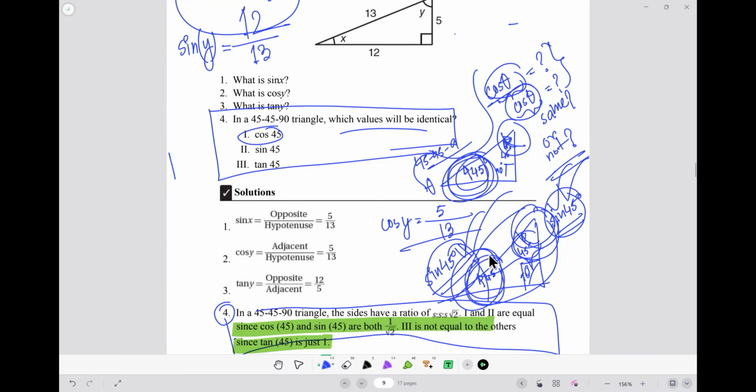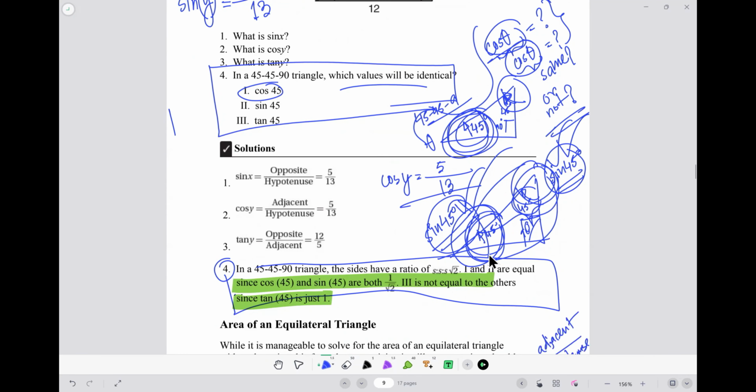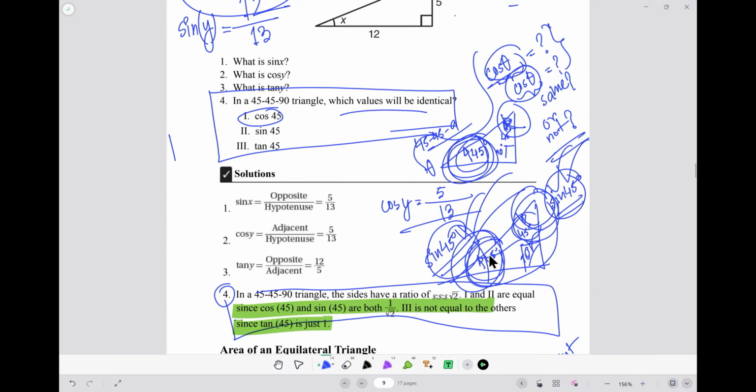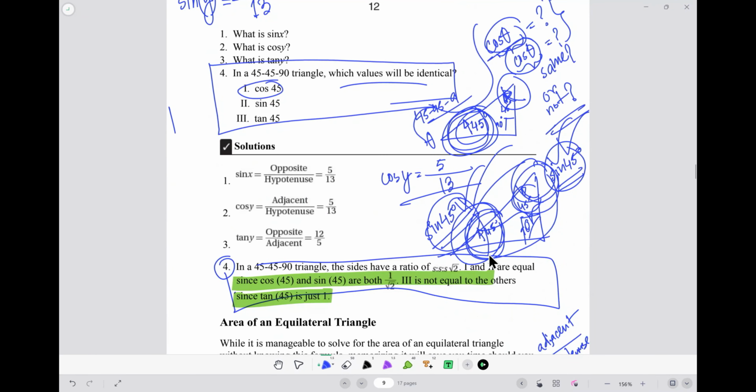Yeah. But isn't it going to be the same answer, because it's both 45? That is what we are going to test. That is what we need to find out, because we really don't know whether the values are identical or not. If they're identical, that's fine. If they're not identical, that's also okay. But we just need to find out which values are identical.